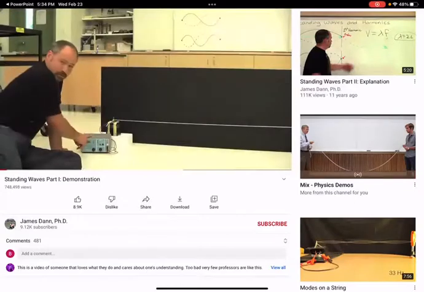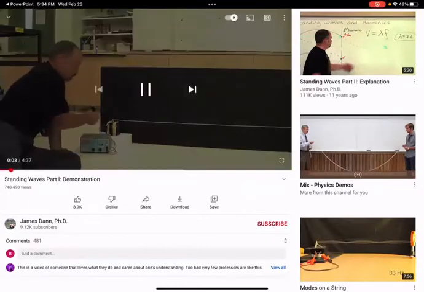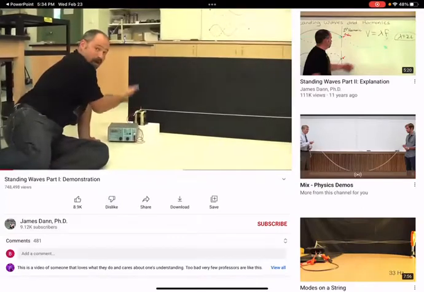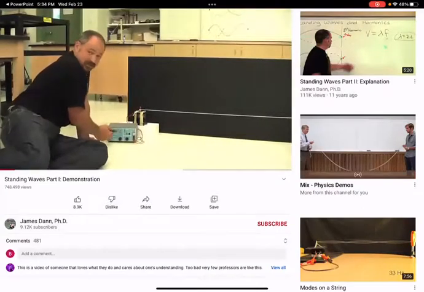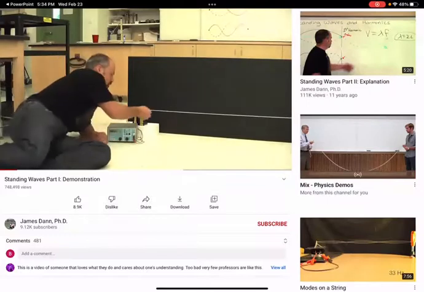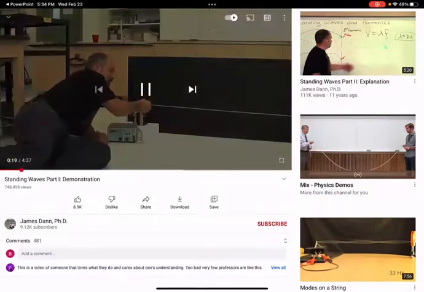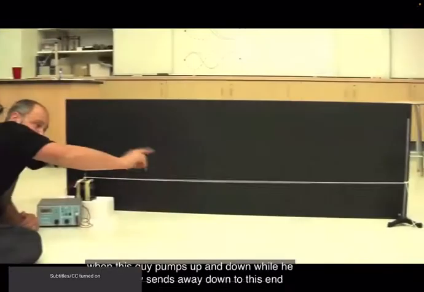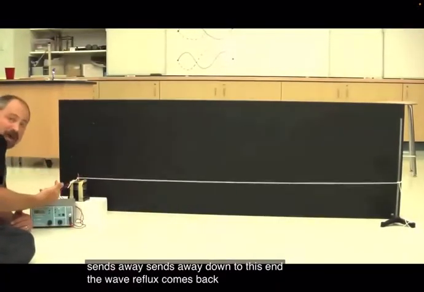So what we have here is a frequency generator. It's connected to what's called a wave driver. It's just a speaker. It's going to pump up and down at whatever frequency I set this guy to. When this guy pumps up and down, well, he sends a wave down to this end. The wave reflects, comes back.